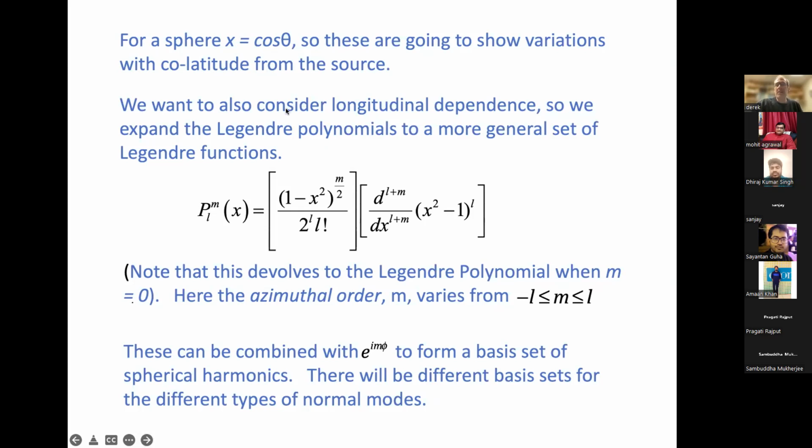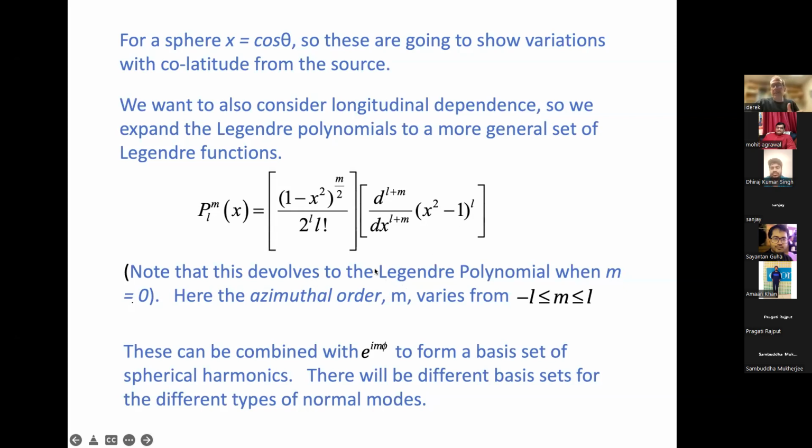We also want to consider longitudinal dependence. So we need to expand the Legendre polynomials to a more general set of Legendre functions. And so these Legendre functions are P sub L sup m of x, and that is the quantity (1 minus x squared) to the m over 2 power times 1 over 2 to the L power L factorial times the L plus m derivative with respect to x of (x squared minus 1) to the L power.